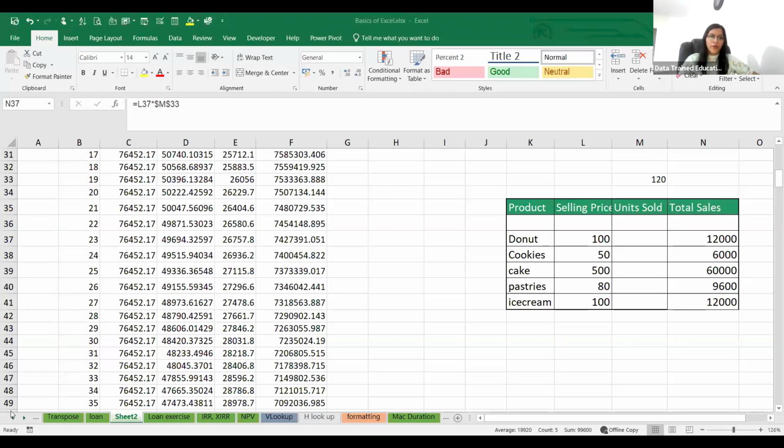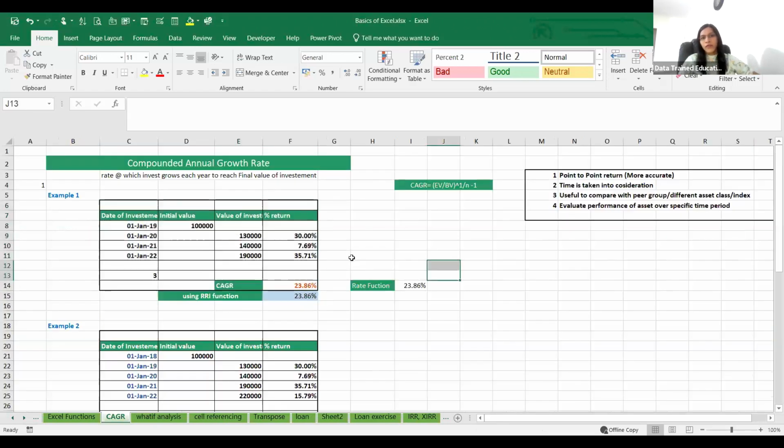So we have discussed CAGR. There only we will discuss the RRI function. We have used this table. Someone has invested 1 lakh rupees in 2019, by 2022 what is the compounded annual growth rate? I have told you, we can do it in 3 ways. One is through the formula: end value divided by beginning value to the power 1 by number of years, minus 1. This simple formula is derived from the PV and FV functions only.